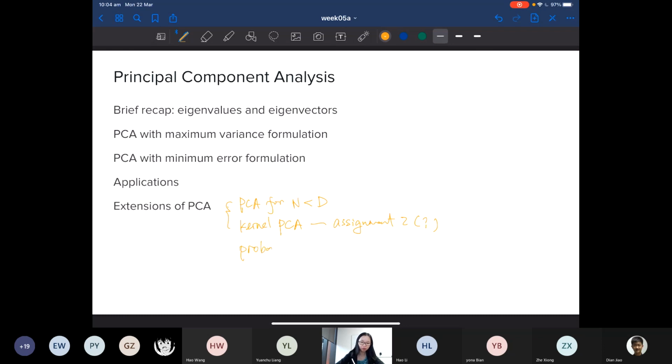And then probabilistic PCA, we will not look at in detail. We'll just briefly look at the definition of it. I'll just say brief. You won't be held responsible for knowing all the material in your head.